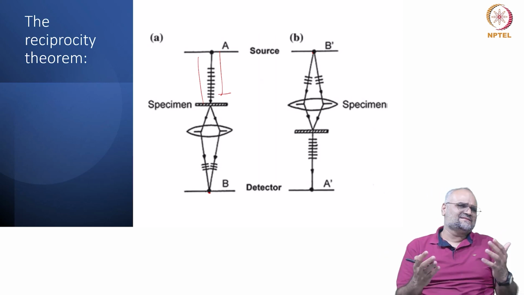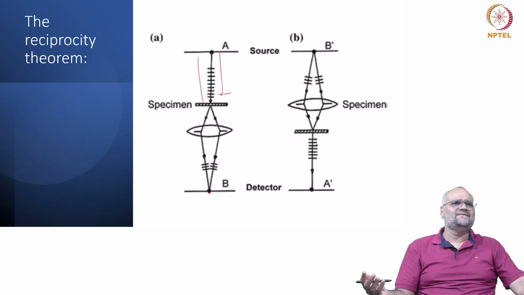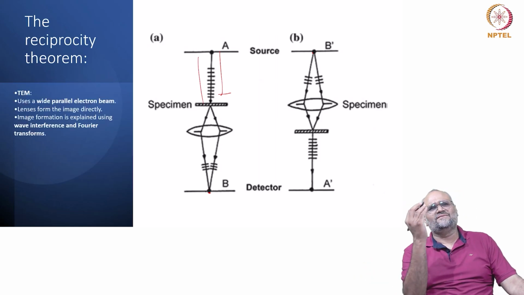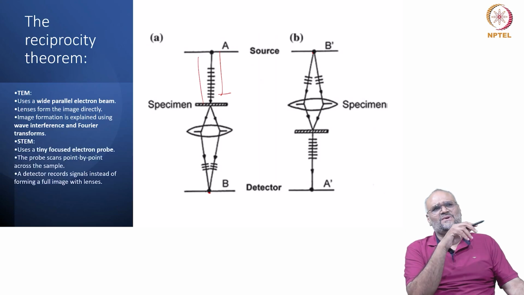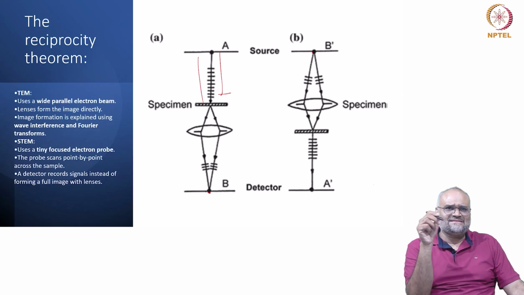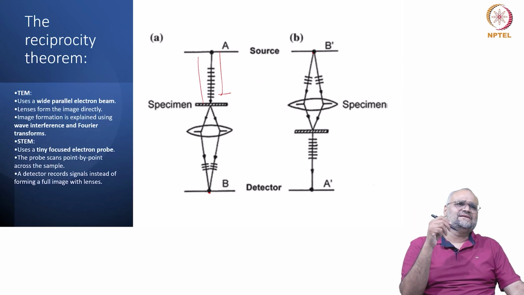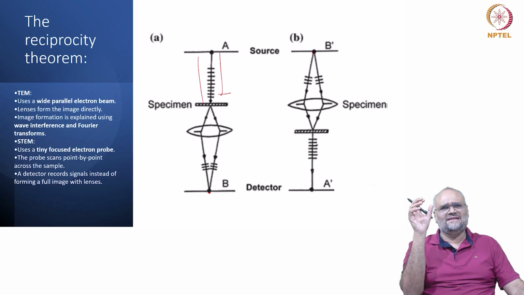So this is essentially called the reciprocity theorem. In TEM mode I have a wide parallel beam, the lens forms the image directly, and the image formation in TEM mode is explained through wave interference and Fourier transforms, whereas in STEM mode I am using a tiny focused electron probe, rastering point by point across the sample, and recording a signal on the detector instead of forming a full image with lenses.